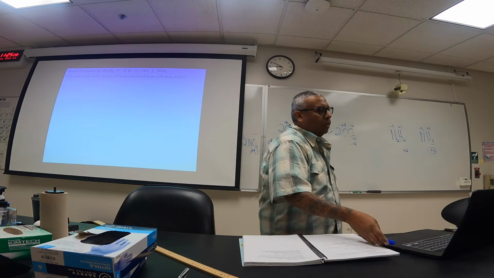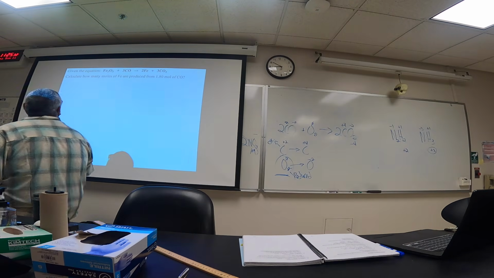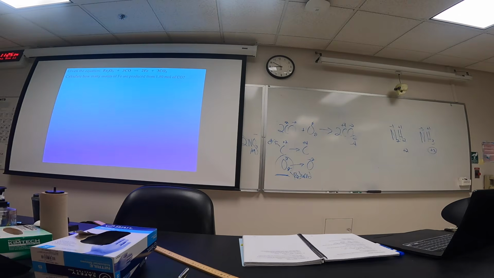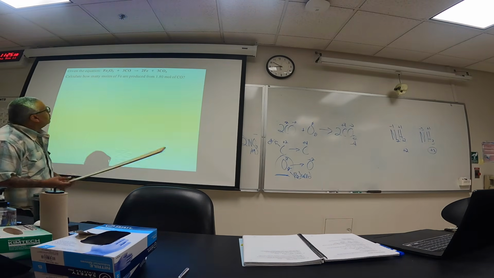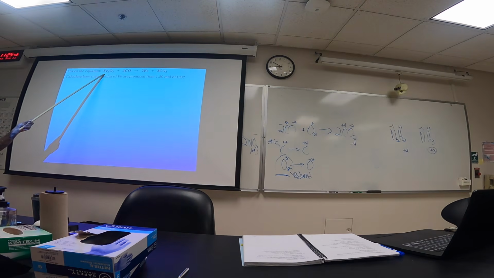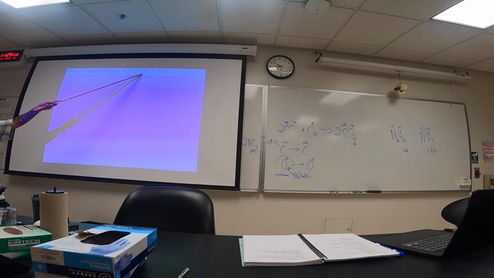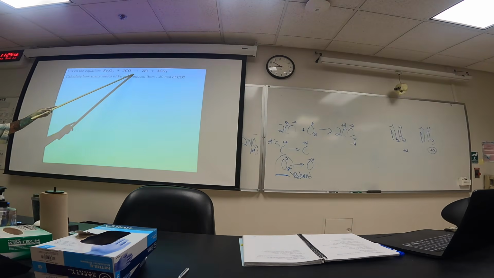So here's our first problem. It says calculate how many moles of iron are produced from 1.8 moles of carbon monoxide. This is iron(III) oxide, and this is carbon dioxide. So in this reaction, how many moles of iron are produced if we only have 1.8 moles of carbon monoxide?